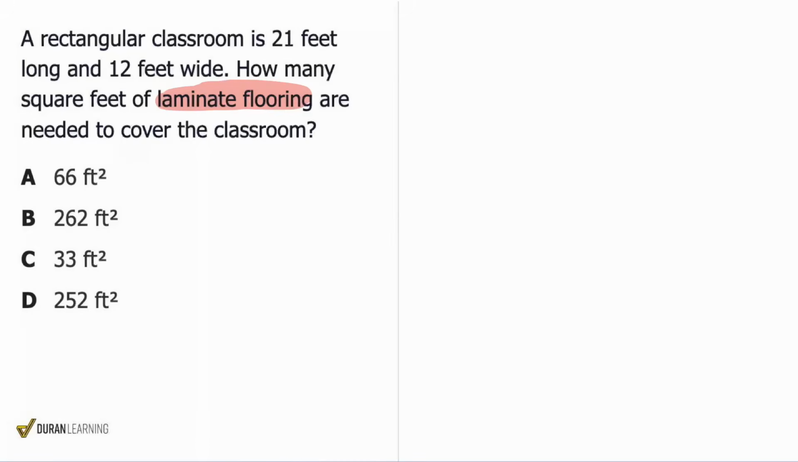Let me show you how I like to go about it. I know I'm looking for how much laminate flooring, and I'm going to ask myself, what are we doing with the laminate flooring? Everybody, one keyword is here. We're covering the classroom. Another keyword, the bigger keyword, the more guaranteed keyword, is square feet. So let me show you right over here the rectangular classroom. I'll just show that since they said rectangular classroom.